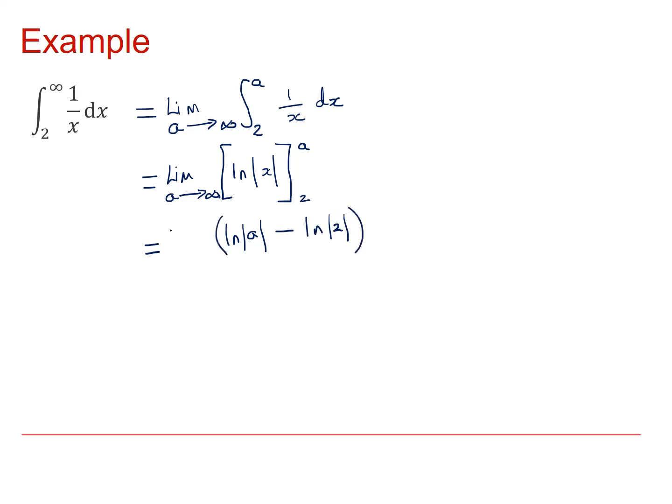And what happens as we allow a to tend to infinity? Okay, so if a tends to infinity, what happens to the log of a? Well, that too tends to infinity. And so this bit of our result does not tend to a limit, and therefore we say that this integral is divergent.